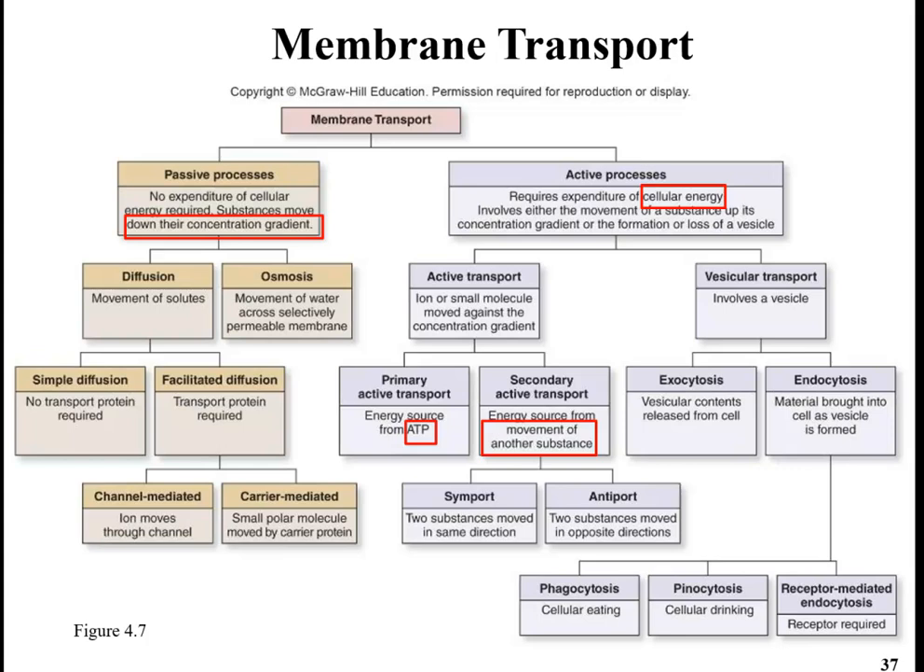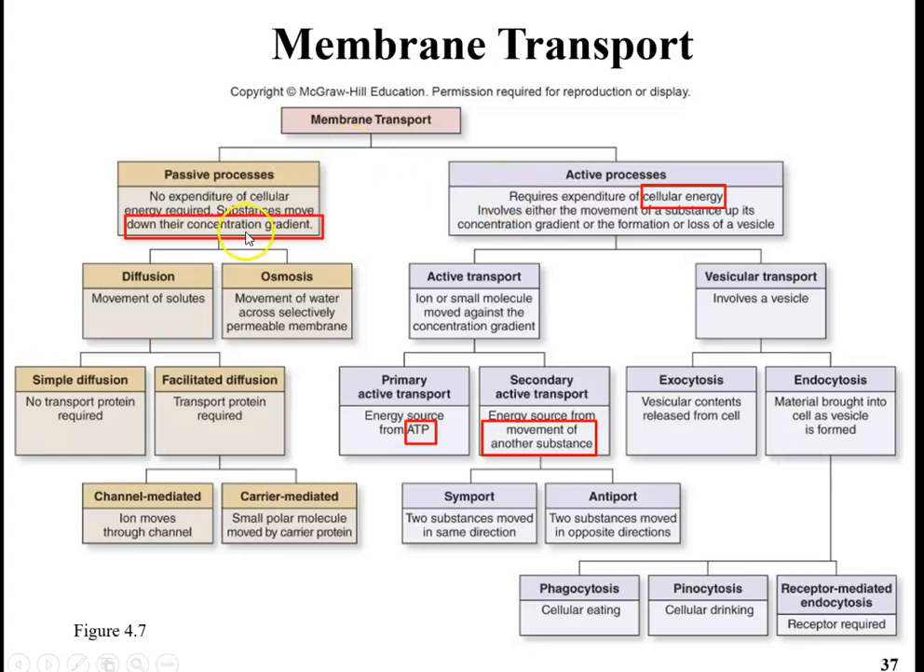And just to go over this flow chart one more time, we talked about membrane transport. We talked about how there are passive processes that do not require cellular energy and substances move down their concentration gradient. And we talked about active processes, which require cellular energy and involve either the movement of a substance up its concentration gradient or the formation or loss of a vesicle.